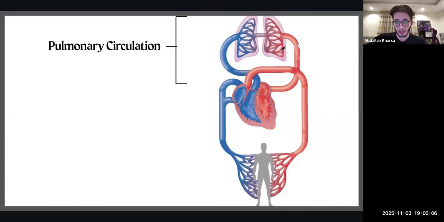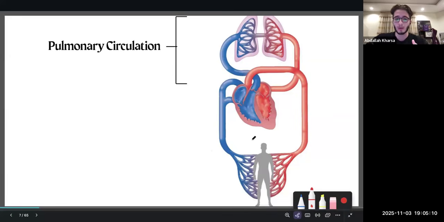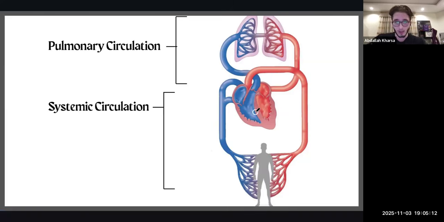When blood is pumped out of the left ventricle and goes to the rest of the body, we call that the systemic circulation. Okay, so what's the difference between the two? First of all, the pulmonary circulation at any given point of time holds 9% of all blood. So 9% of all your blood is in the pulmonary circulation.